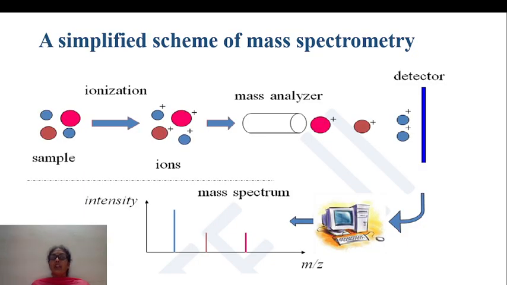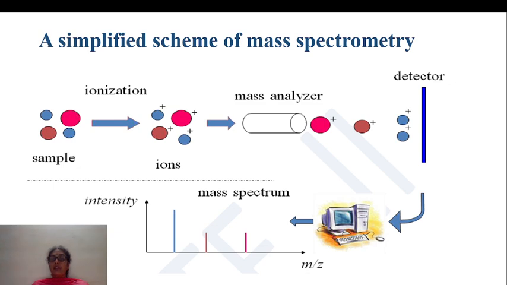This is the simplified scheme of mass spectrometry. First, we put in the sample, and the sample undergoes ionization. Ionization means flowing electrons through the sample. Proteins are composed of amino acids, and amino acids exhibit different side chains. Based on the side chains, the amino acids are ionized as positive and negative charges. So the protein molecules are ionized into different ions.